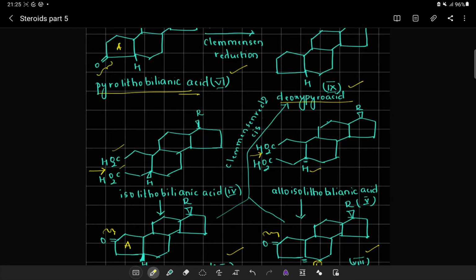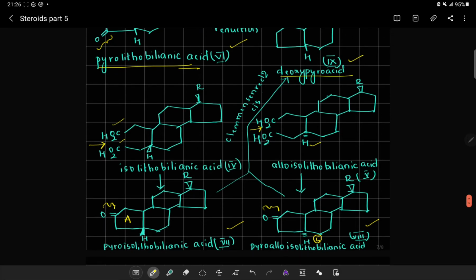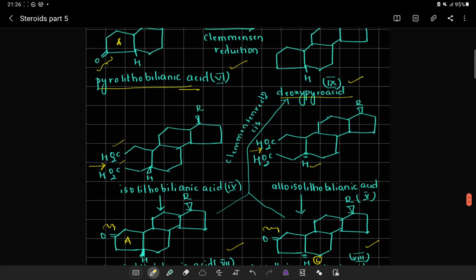Now with respect to these syntheses, there are some conclusions. That means the above results give me some conclusions. Clemmensen reduction of both 6 and 7, that is compound number 6, pyrolithobilianic acid, and pyroisolithobilianic acid, yielded the same product, that is deoxypyroacid, compound number 9. What does it mean?